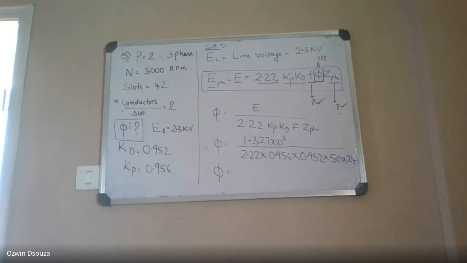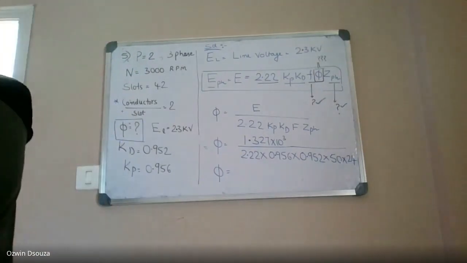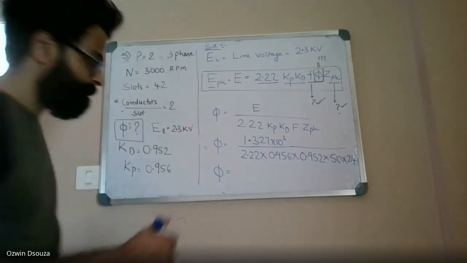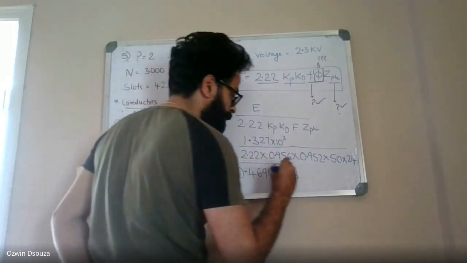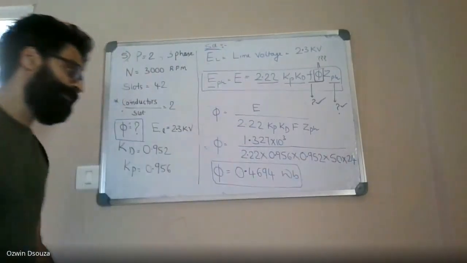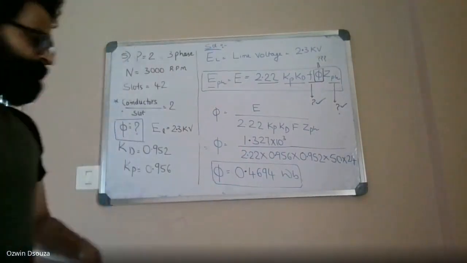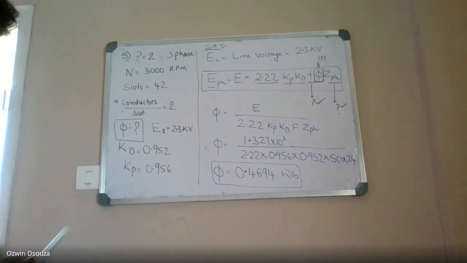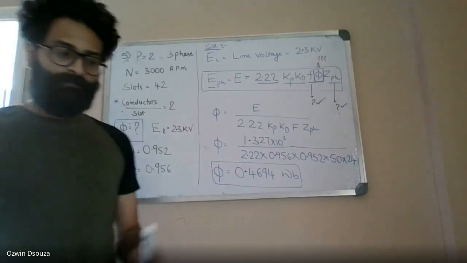So when you substitute, what do you get? Can you check how much you will get? The flux per pole value is 0.46 Webers. Correct. For accuracy, you can maintain at least 2 or 3 digits after the decimal point. So that will give you the most accurate value. So 0.4694 Webers.